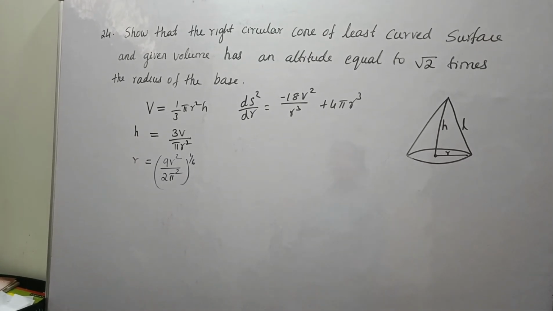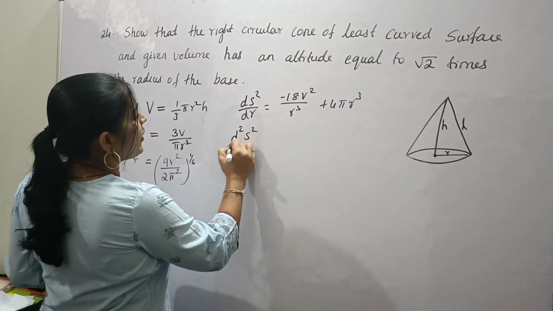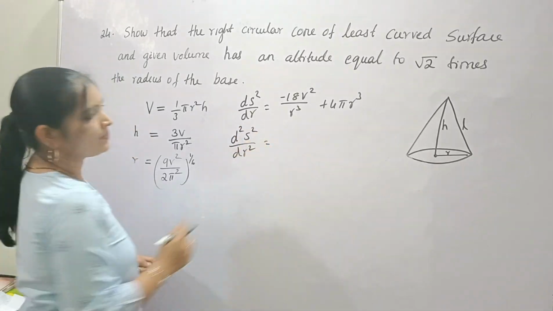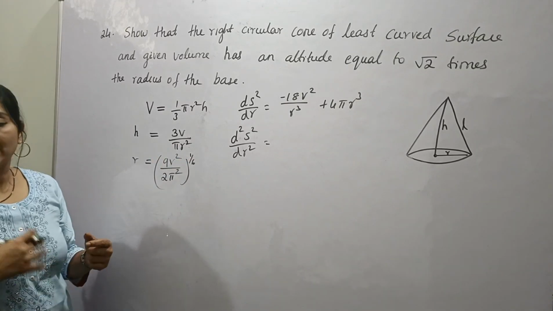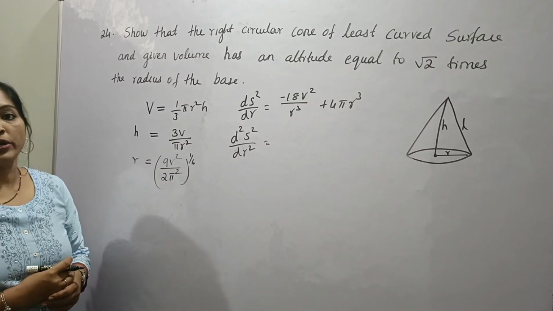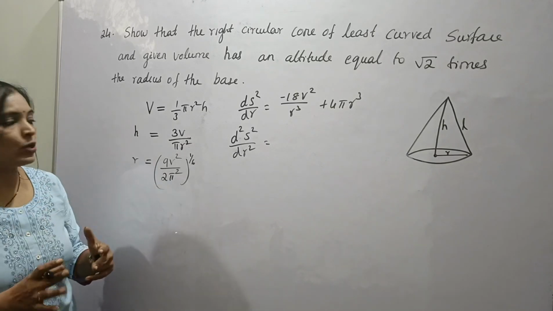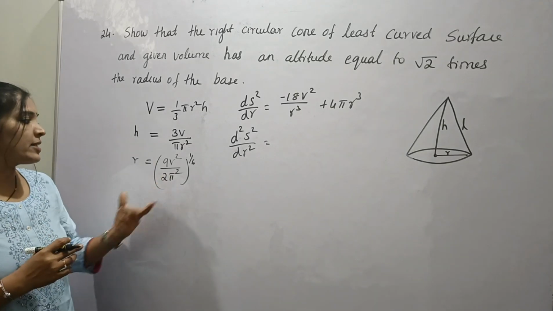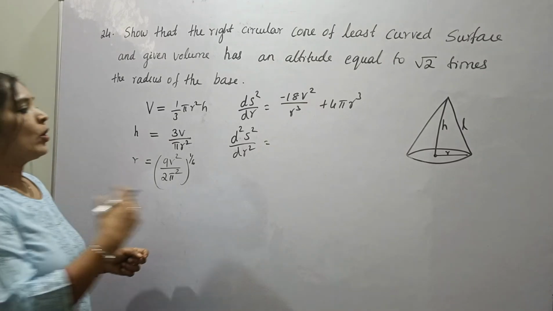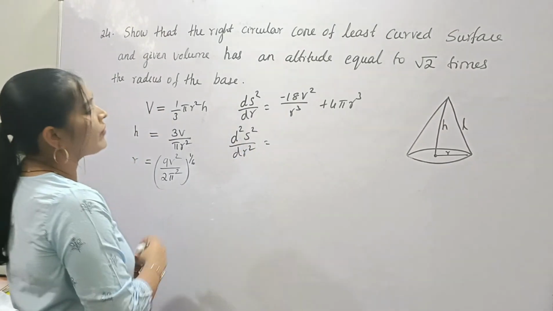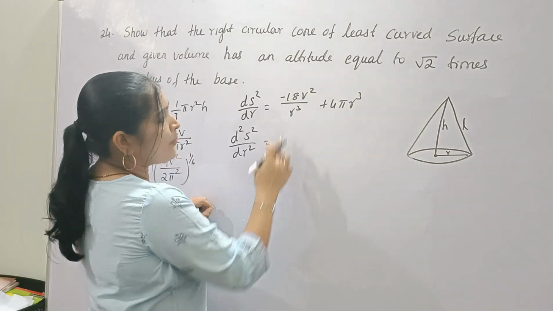Now let's find the second derivative of s square, that is d square s square by dr square, because we have to prove the curved surface area of the cone is minimum. That means we should get it less than 0 at this point, that is r is equal to (9v square by 2 pi square) whole raised to 1 by 6. Now let's differentiate it again with respect to r.